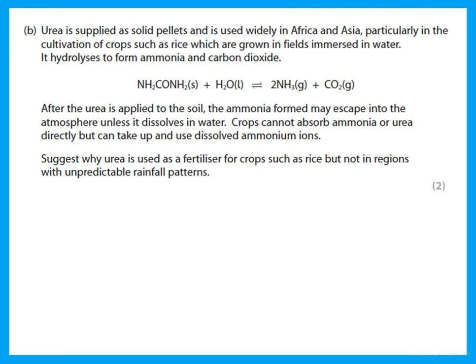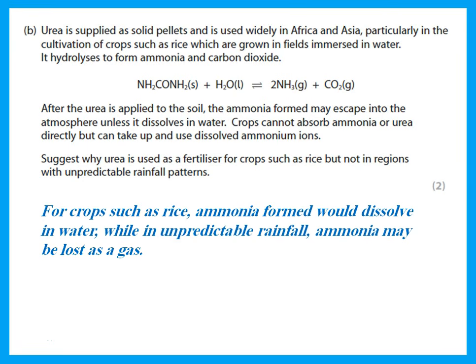Crops cannot absorb ammonia gas or urea directly. They need to take them up as dissolved ammonium ions. So suggest why urea is used as a fertilizer for crops such as rice, but not in regions with unpredictable rainfall. Of course, if I have crops such as rice, there's a lot of water around, so the ammonia formed will dissolve in water, while in unpredictable rainfall, the ammonia gas may be lost and escape.